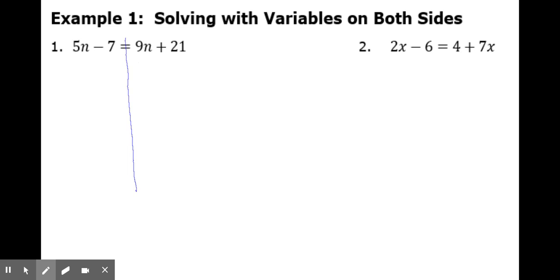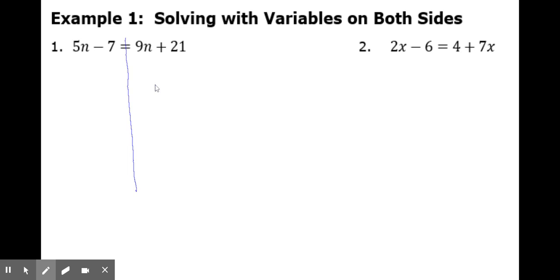Step 1 said to simplify. We cannot distribute because there are no parentheses. We cannot combine like terms. When you're combining like terms, you need to look on just one side of the equation. So if I look at the left, 5n and 7 do not go together. And if I look at the right, 9n and 21 do not go together. So this equation is already simplified. So we move on to step 2.